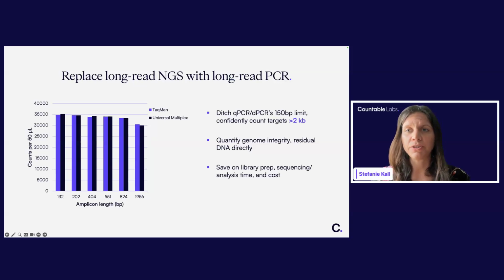And it just lets you ditch this technical limitation of 150 base pairs that both qPCR and dPCR stick you with. So you can get more information about a longer piece of your gene of interest. And this lets you be a little bit more direct about quantifying your genome integrity. It's also great for quantifying residual DNA. And again, you don't have to do NGS, so you're saving a lot of time and cost on library prep, the sequencing and analysis time.